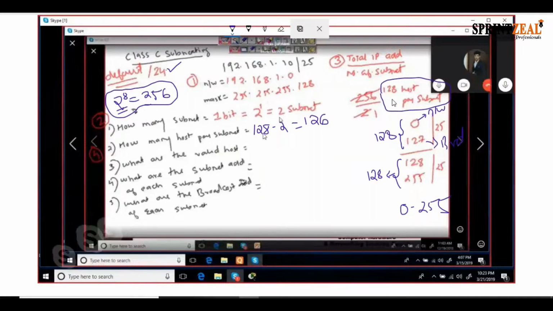The number of hosts in one block, in one piece of network, is 128 IP addresses. Once you get this value, immediately make the block, so that this block will help you. So 128 means from 0 to 255, you have to divide into two blocks. So it is 0 to 127 and 128 to 255.